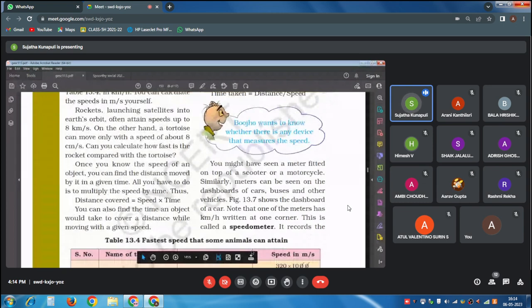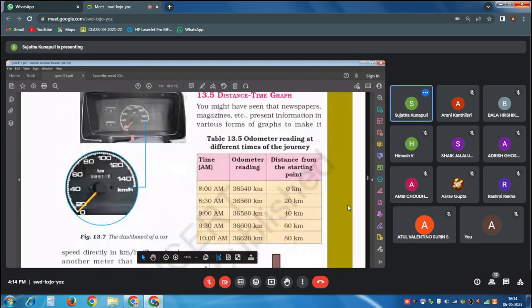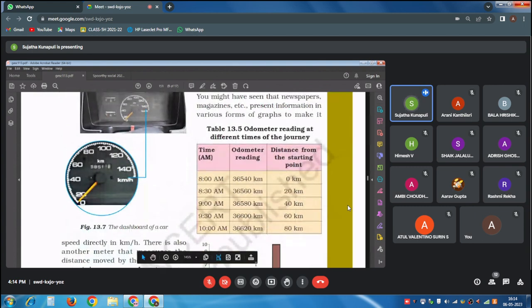So you might have seen a meter fitted on top of a scooter or a motorcycle. Similarly, meters can be seen on the dashboards of cars, buses, and other vehicles. This shows the dashboard of a car. Note that one of the meters has kilometers per hour written at one corner. This is called the speedometer. It records speed directly in kilometers per hour.